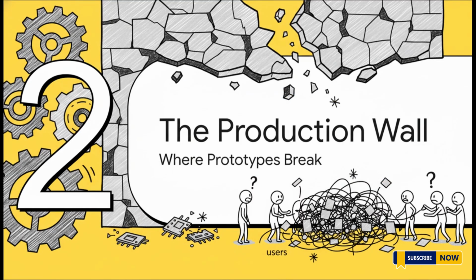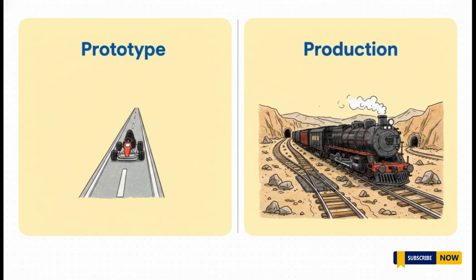You take that brilliant little prototype, you try to run it in the real world, with real users, messy data, unexpected problems, and it shatters. This, my friends, is the production wall. And let me tell you, it's a moment that every single AI engineer eventually faces, where the rules of the game just completely change. So let's really break that down.